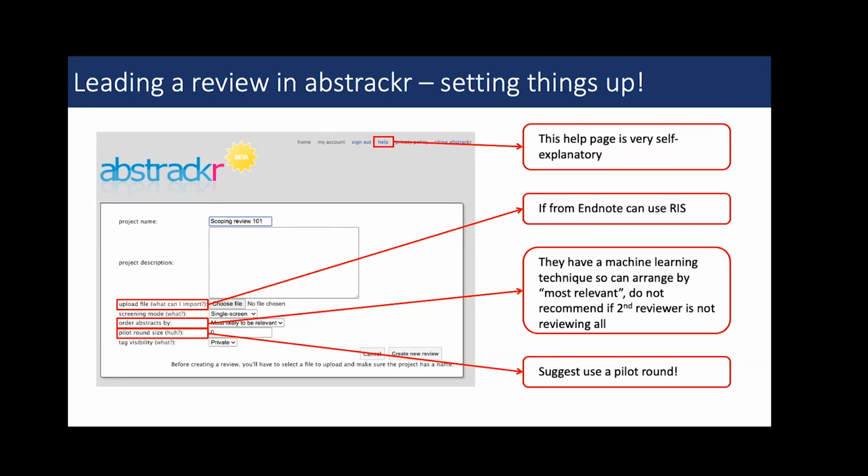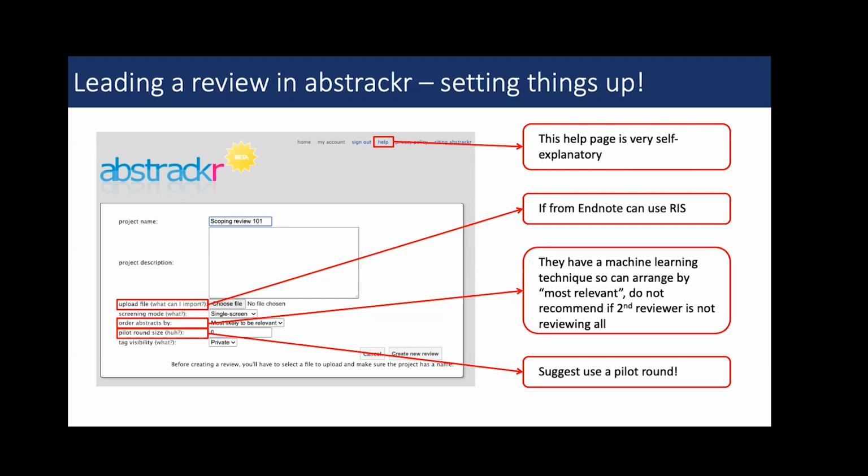And screening mode, which is either single screen or double screen, as I mentioned, each paper screened by one reviewer or by two reviewers. They can also order all the abstracts by mode, which usually is like most likely to be relevant or random. So the one I recommend is random, especially if your second reviewer is not reviewing all. If both of you are reviewing all the papers, then you can choose most likely to be relevant because they have a machine learning technique that can follow the pattern of what is accepted and what is not accepted. I haven't used it much because my second reviewer usually is not reviewing all of the papers.